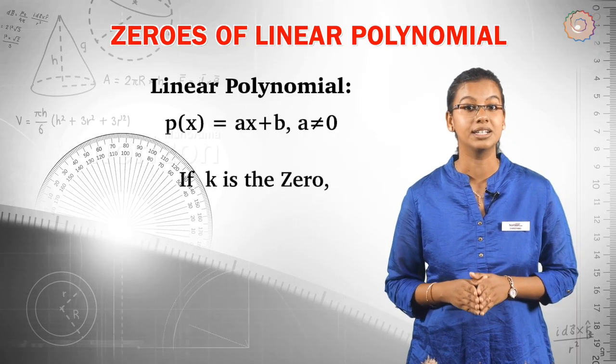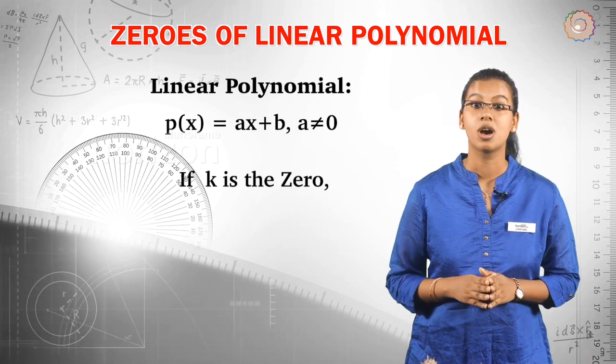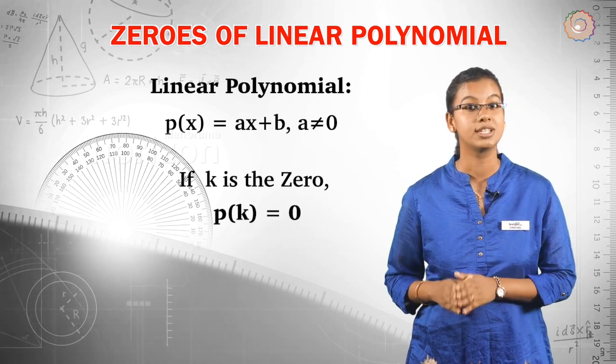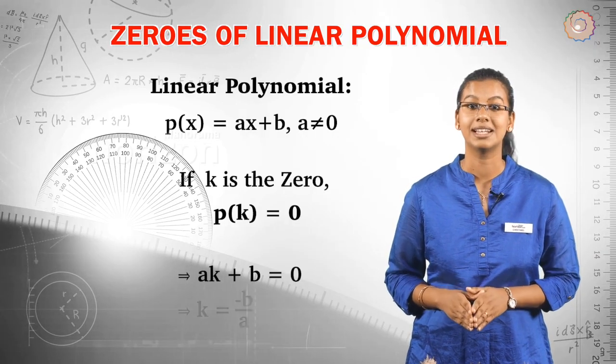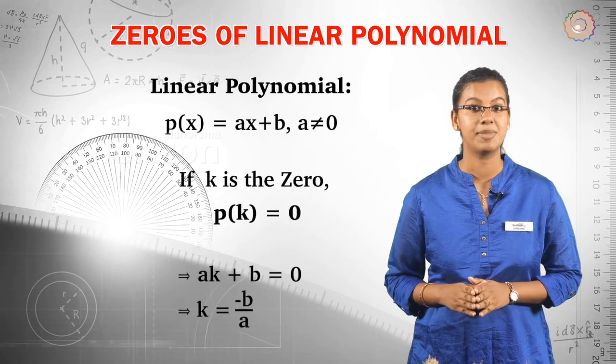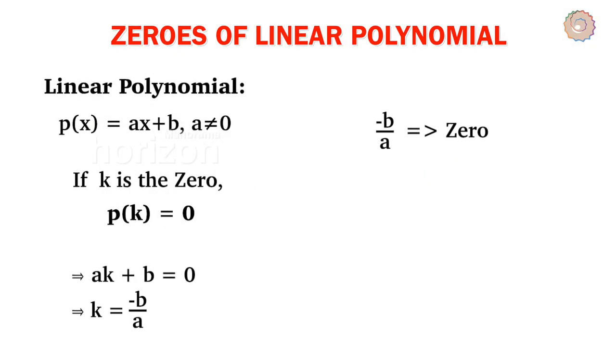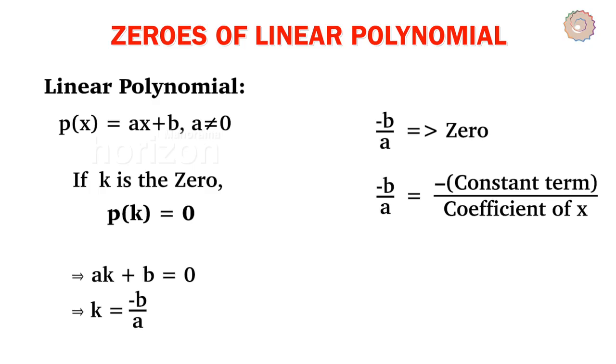For a linear polynomial, p of x equals ax plus b, where a is not equal to 0, if a real number k is the zero, then p of k equals 0, that is ak plus b equals 0, which implies that k equals minus b by a. So, minus b by a is the zero of a linear polynomial ax plus b and is actually minus constant term divided by coefficient of x. Thus, the zero of a linear polynomial is related to its coefficients.